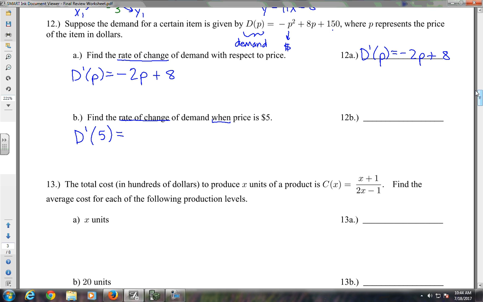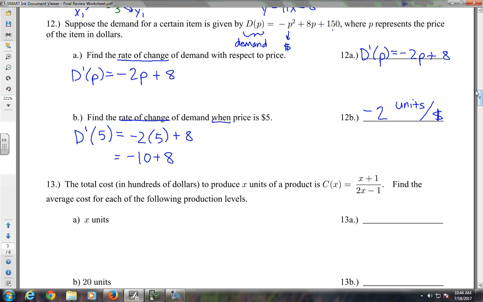So I'm going to go to the derivative I just calculated. I'm going to replace P with 5. And let's see what we end up with here. Looks like we have decreasing demand. Negative 10 plus 8 is negative 2. And what have we calculated here? For every dollar of increase in price, demand drops by 2 units. So negative 2 units per dollar.